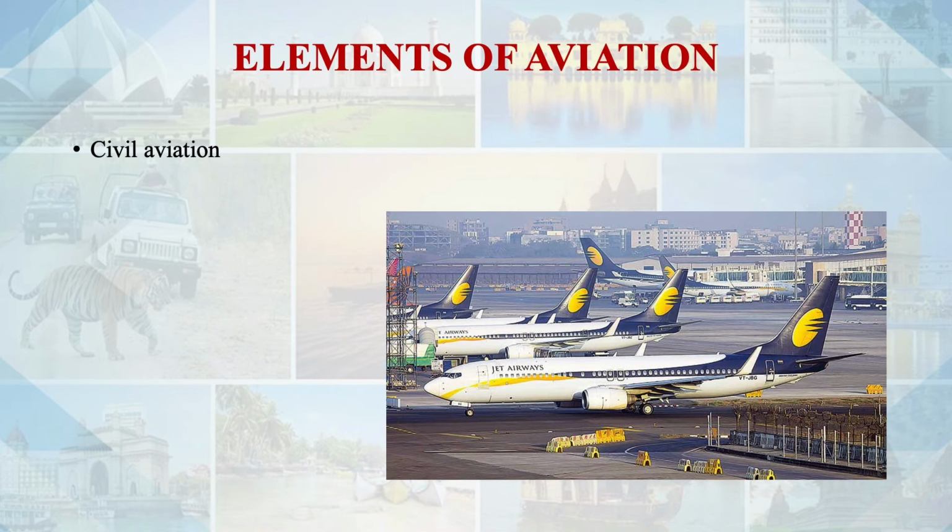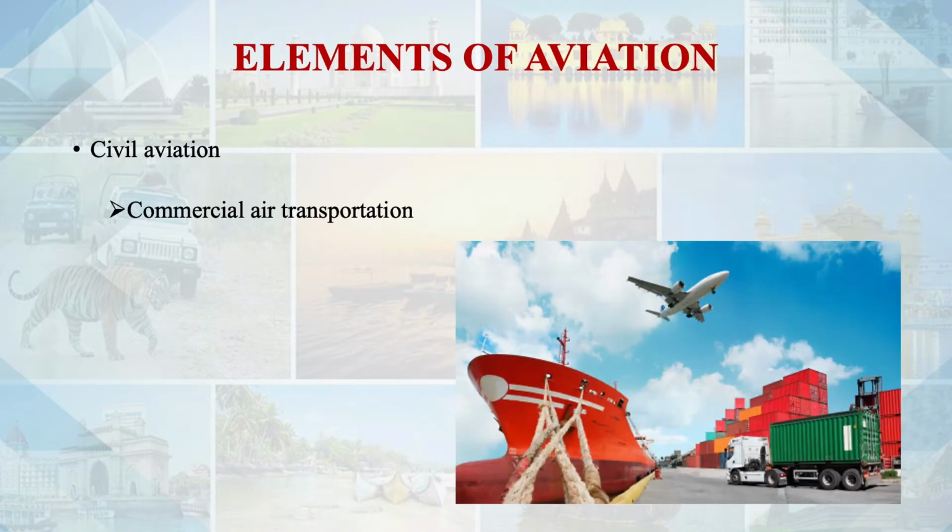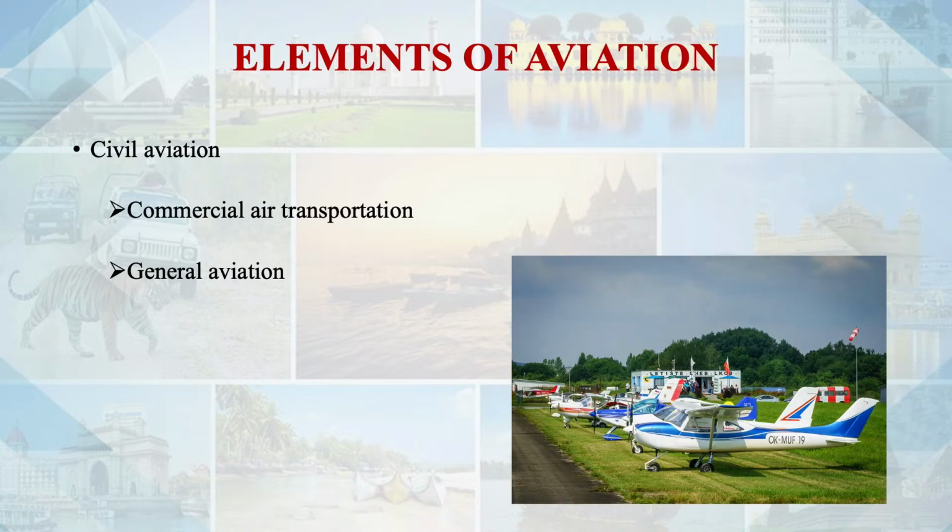Let us go into the details of aviation. As we said, aviation is an umbrella term. Aviation has two major categories. One type we call civil aviation, the other type we call military aviation. Civil aviation and military aviation are the two broad categories under the term aviation. Civil aviation basically consists of two things. One is commercial air transportation, the other is general aviation.